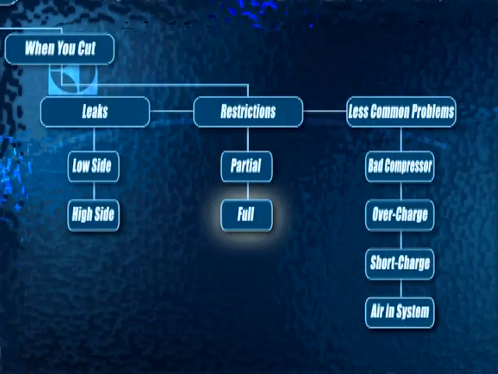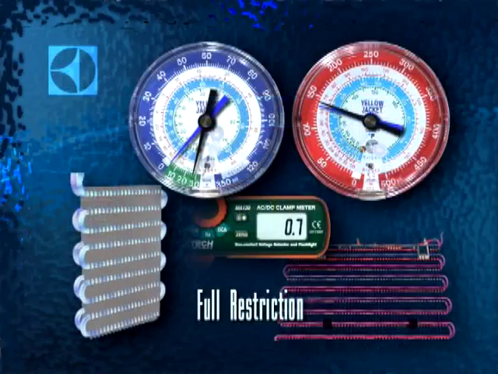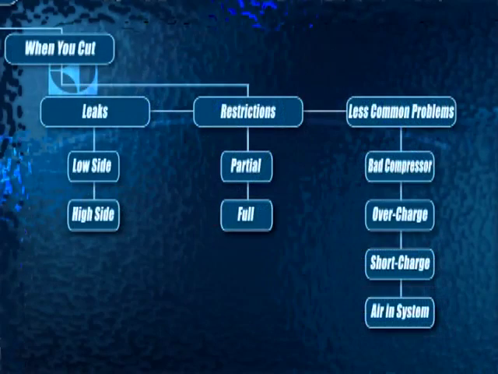A total restriction from moisture or debris caught in the cap tube is a little easier to identify. You'll find the low side in a complete vacuum, with the high side only a little above normal pressure. The electrical draw will be low, with all of the refrigerant pumped out of the evaporator, and you'll find no frost on the evaporator.